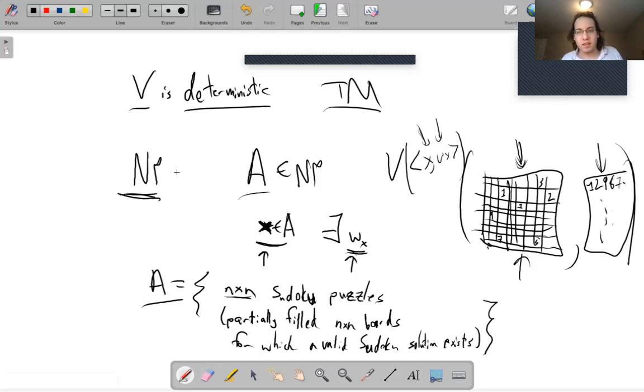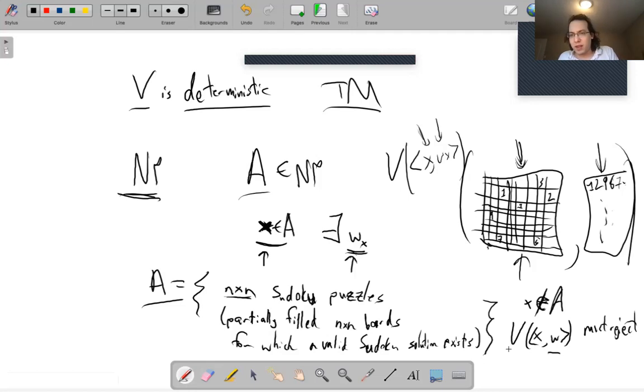So if X really is in A, there needs to be a proof of this. If X is not in A, there does not need to be a proof that X is not in A. The only condition is that you can't falsely prove X is in A, right? The only condition we have here is that if X is not in A, then V better reject. V of X,W must reject. So that just means if X is not in A, then any proof that X is in A will be wrong, and V will catch the flaw.